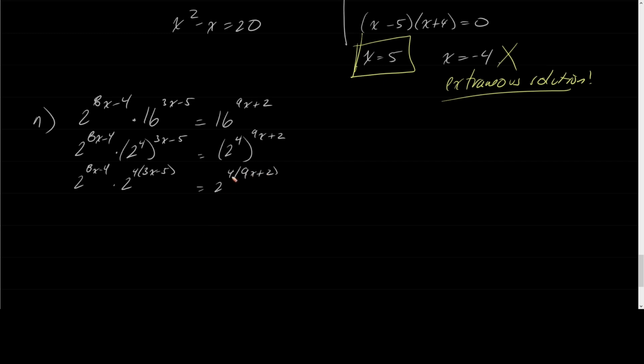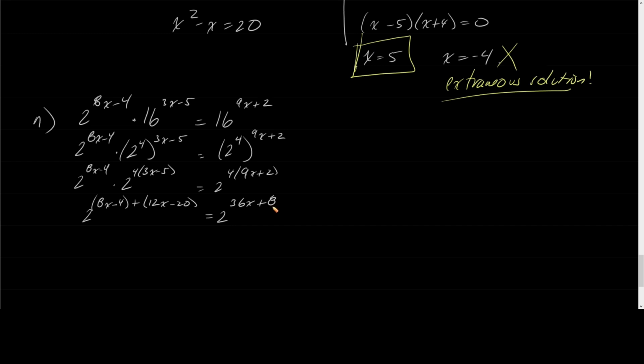And now that we have everything base 2, let's do one last thing on the left side. We know that when we have the same base, different exponents, we can just add up the exponents. So I have 8x minus 4 plus this statement, but I'm going to distribute. So 12x minus 20 is equal to 2 to the, if I distribute this, 4 times 9 is 36, and then plus 8.